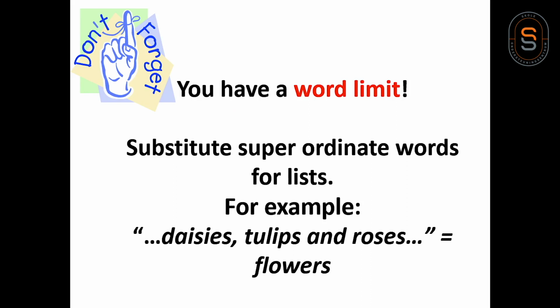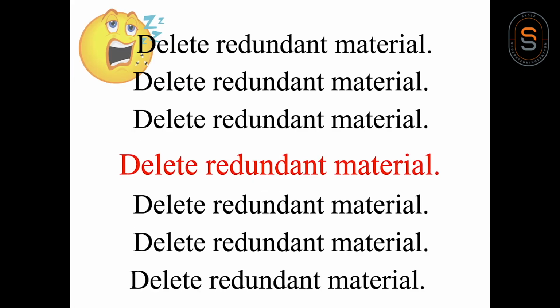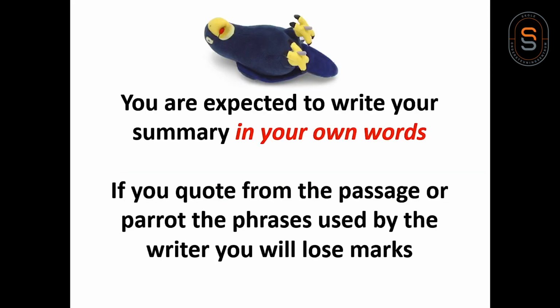So how do I keep to that word limit? I am going to substitute superordinate words for lists. For example, there's a lot of daisies, tulips, and roses. There's a lot of flowers. It's a beautiful, sunny, marvelous day. It's Tuesday. So keep it short. In other words, delete redundant material. Delete your describing words.